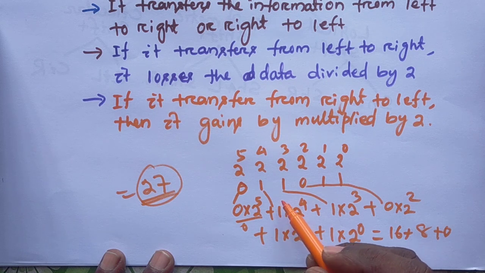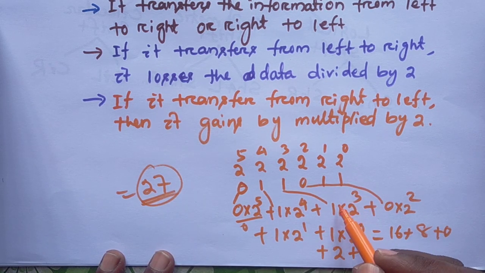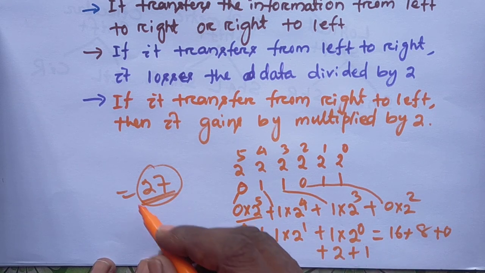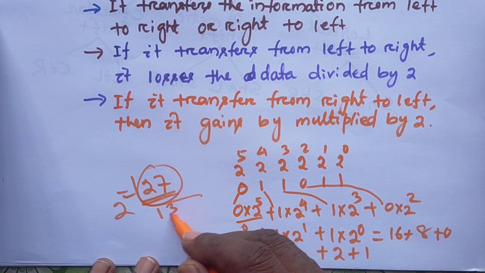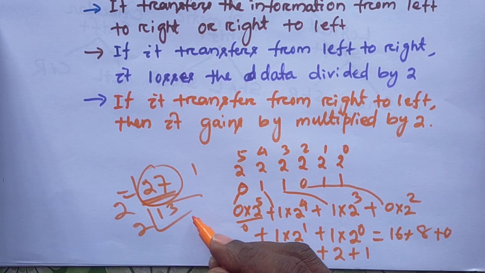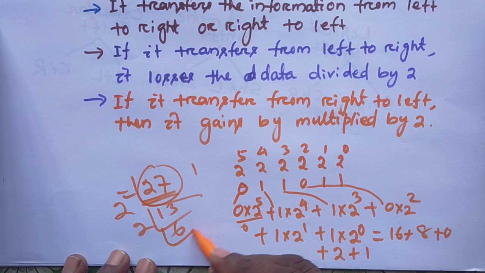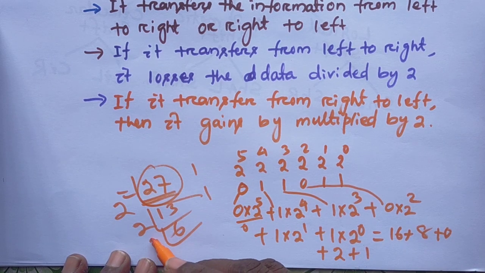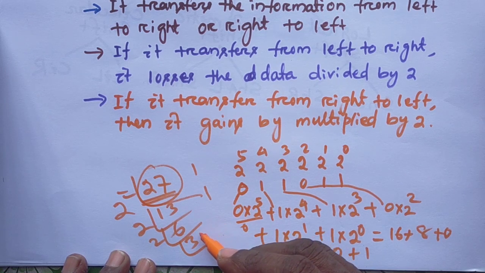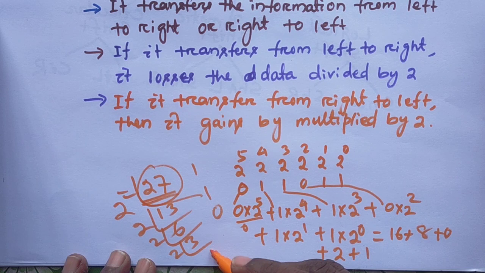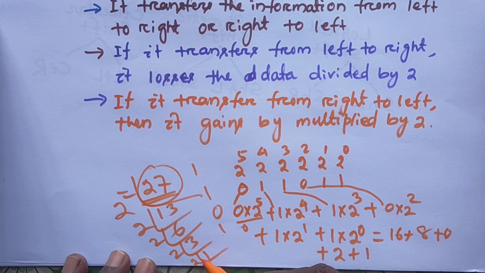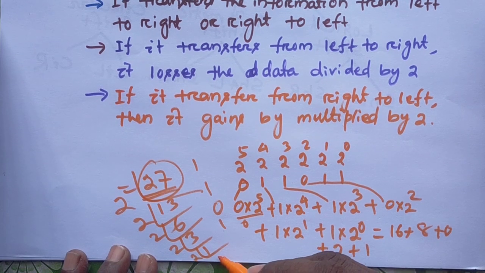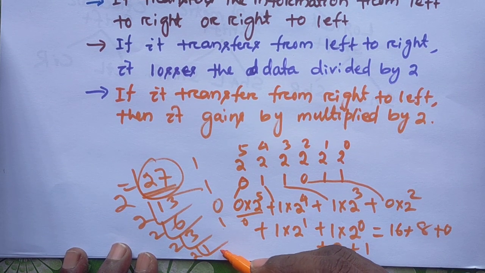So how do we get the binary number from a decimal number? I think all of you know that, we divide by 2. Like 2 into 27 is 13, remainder 1. Next 2 into 13 is 6, remainder 1. Then 2 into 6 is 3, remainder 0. Then 2 into 3 is 1, remainder 1, and again 2. Up to here we can find it.